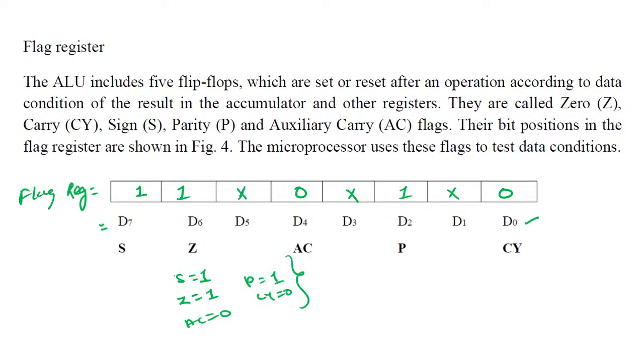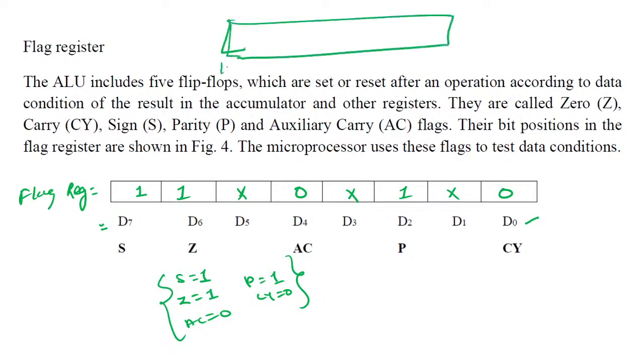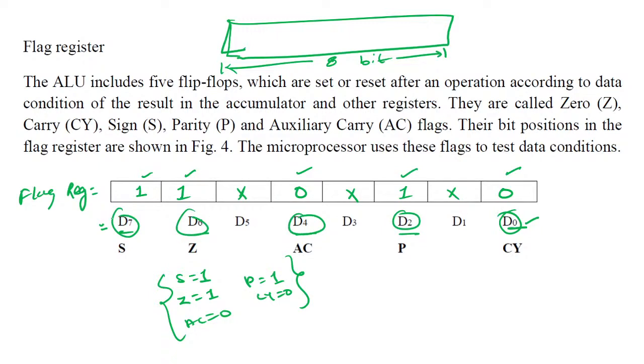So you should really remember the position of every flag in the status register, because the status register is an 8-bit register. Out of the 8 bits we have used only 5 bits, because we have only 5 flags. The positions of these bits are D0, D2, D4, D6 and D7. You can remember it like this: even number bits are used, D0, D2, D4, D6, and in the last, D7.